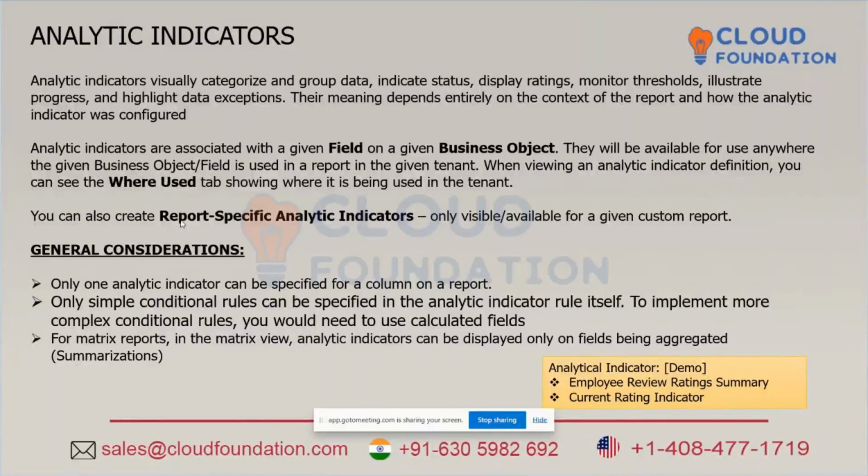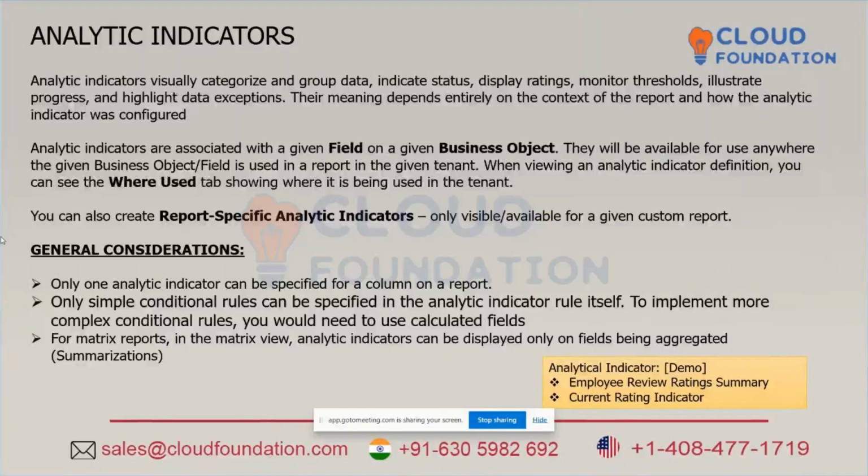right? So a general consideration that we should follow is that only one analytical indicator can be specified for a column on a report. So you cannot add multiple analytical indicators, and only simple conditional rules can be specified in the analytical indicator rule itself. So you cannot add multiple or complex conditional rules. To implement a more complex condition, you should probably end up creating a calculated field. So you will not be able to use that on the analytical indicator.